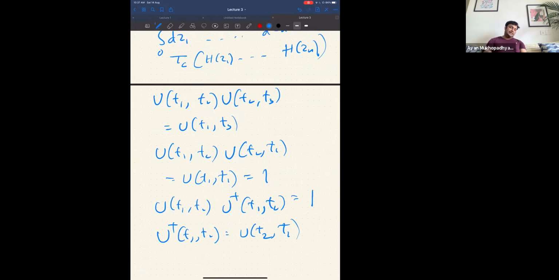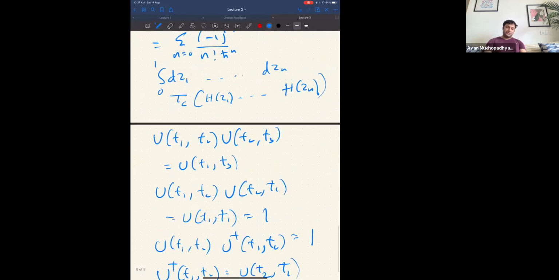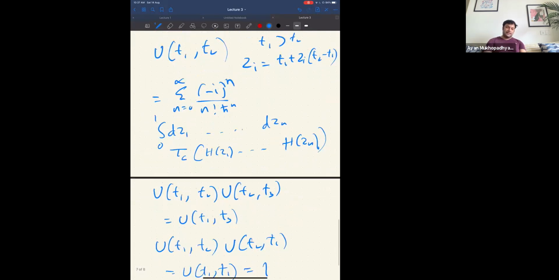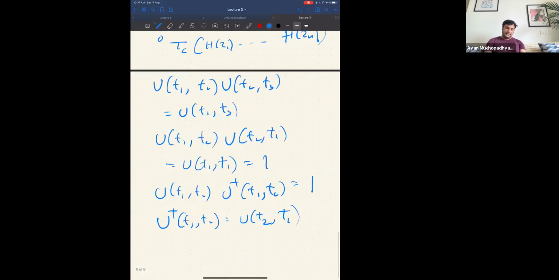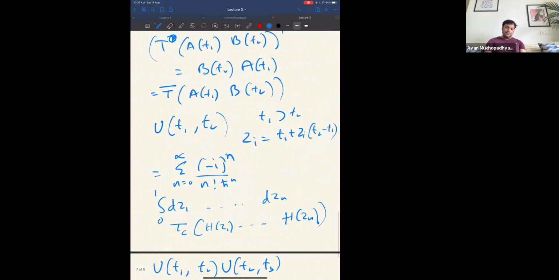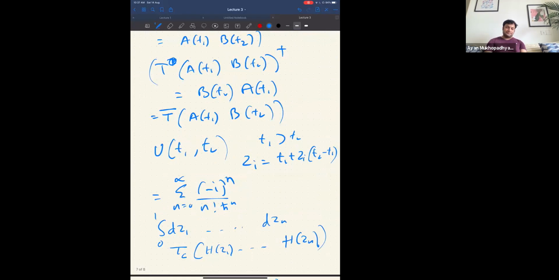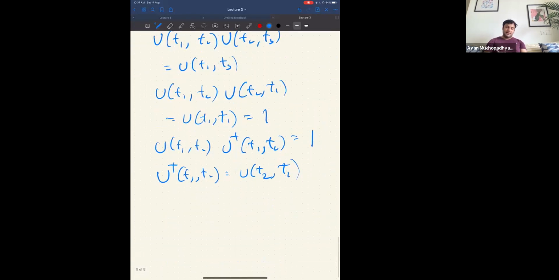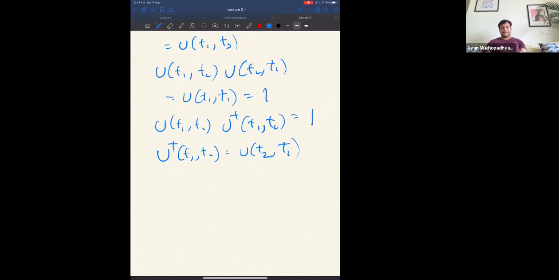So you could just think about it, and you should write up all of these properties in a nice note and submit it. The main point of the exercise is that you could just work with U, and the U dagger is simply the U running in the reverse way. And this is something that we have seen earlier.